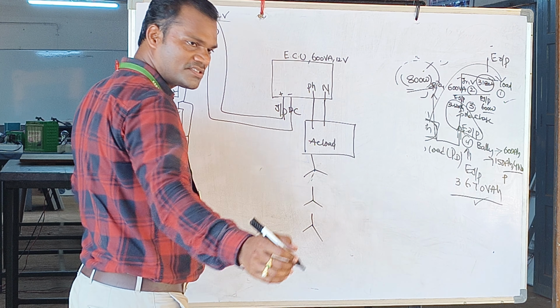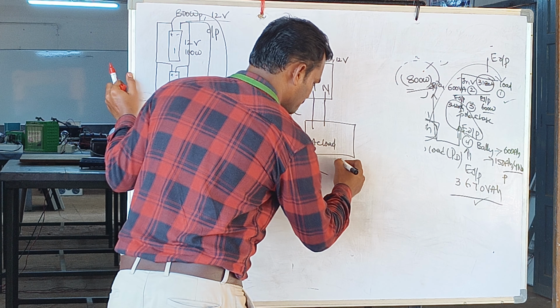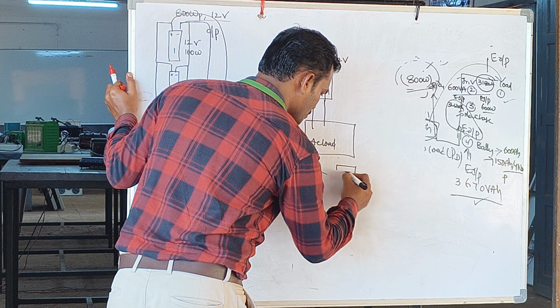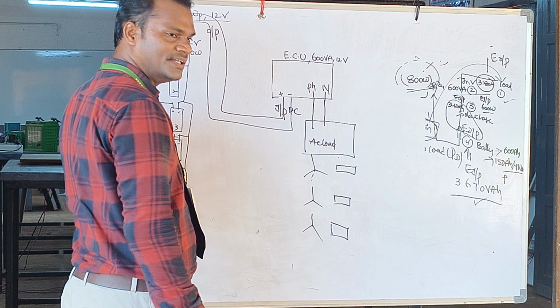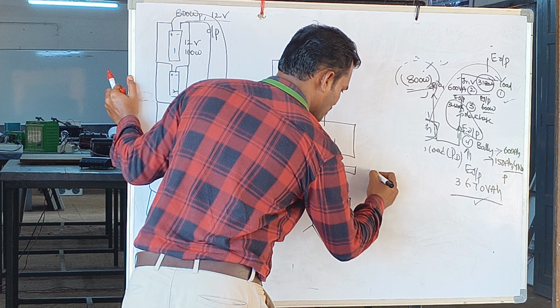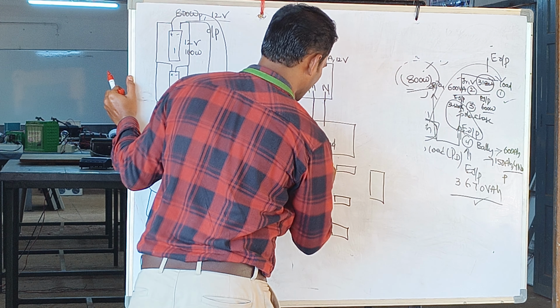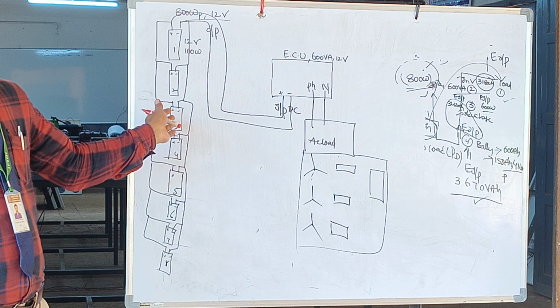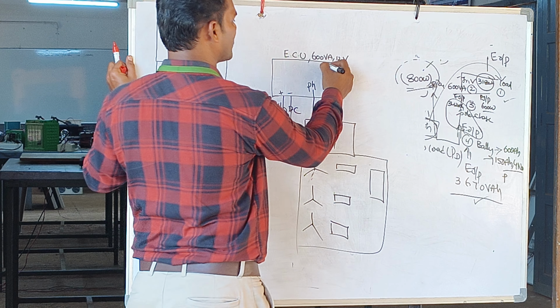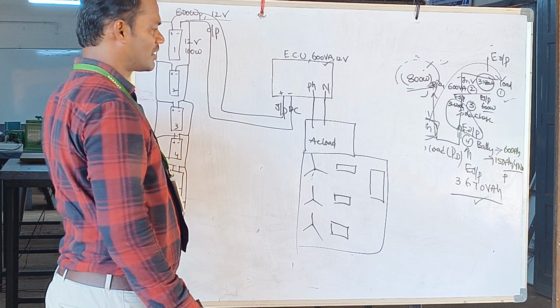So you have 3 fans. Okay. How many tube lights? 3 tube lights. So this is tube light 1, tube light 2, tube light 3, and 1 refrigerator. So this is 1 refrigerator. This is what the customer load is. For this customer load, we designed this. And what is the rating of this inverter? 600 VA, 12 volts. Okay.